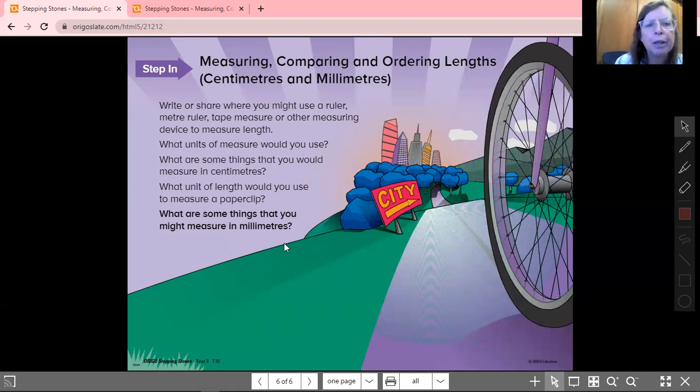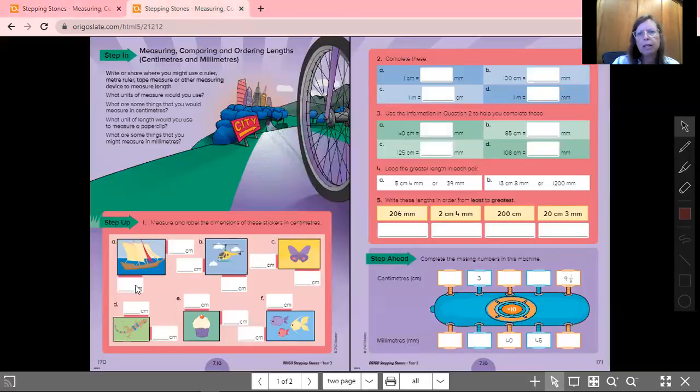Now you're going to go and do pages 170 and 171 in your book. However, before you do that, let's have a look at this, because there is another one of these funny sorting machines. Okay, centimetres are going in here.